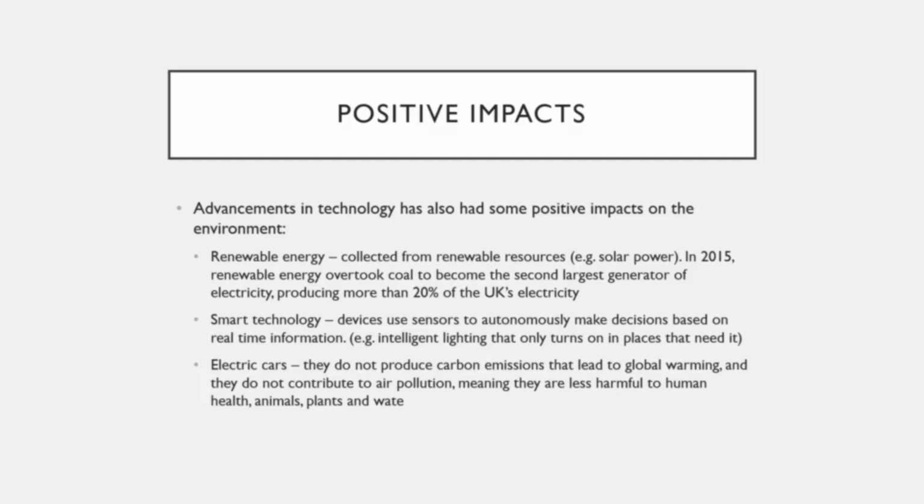Another impact is smart technology, which is devices that use sensors to autonomously make decisions based on real-time information. For example, intelligent lighting that only turns on in places it needs it, or even thermostats that can detect the temperature of a room and adjust accordingly. This stops energy from being used when it isn't necessary.